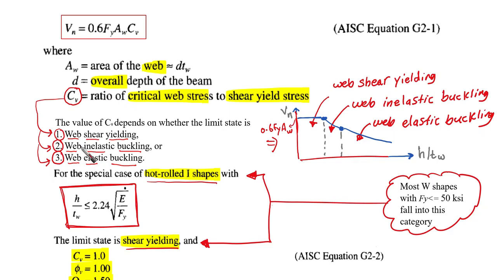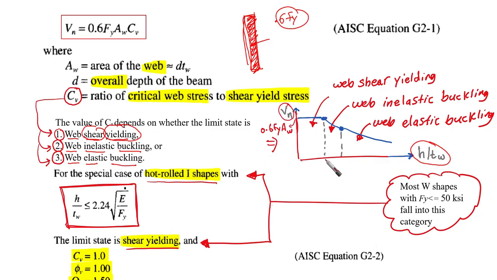The first one is shear yielding. Shear yielding means that the material itself is going to yield, or the web itself, if we say this is the web, so the material of the web itself will yield, meaning that it would reach 0.6 F yield. And we can put a relation between h over t web, which is the height of the web over the thickness of the web, versus Vn, which is the nominal shear strength.